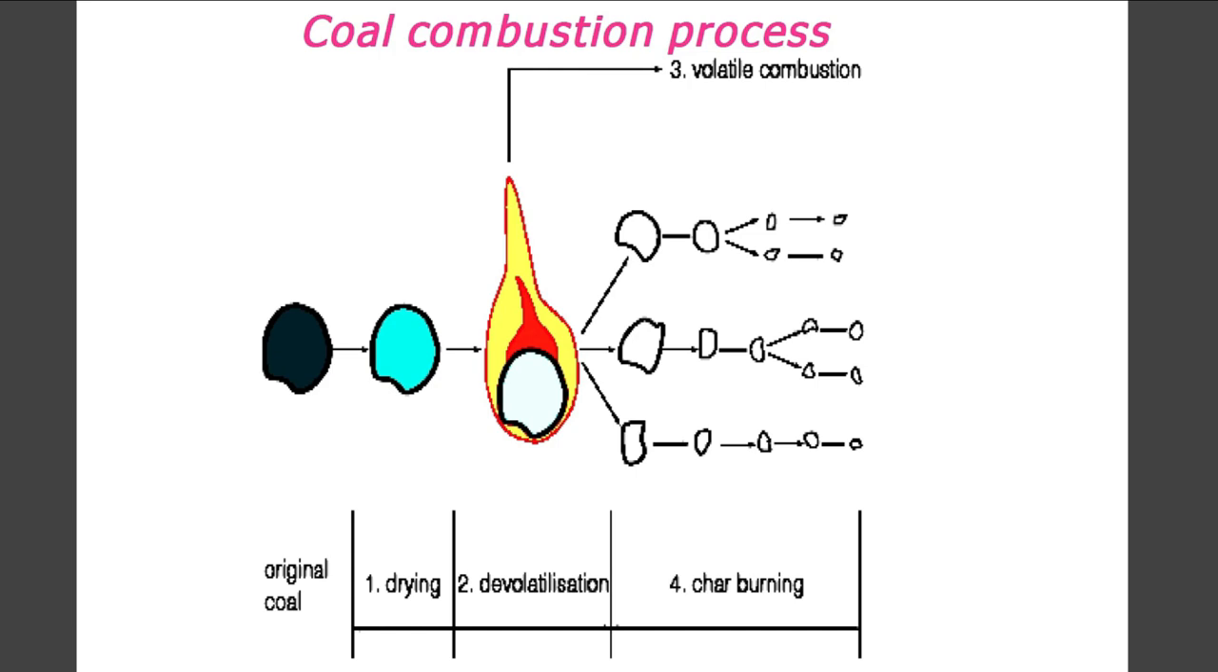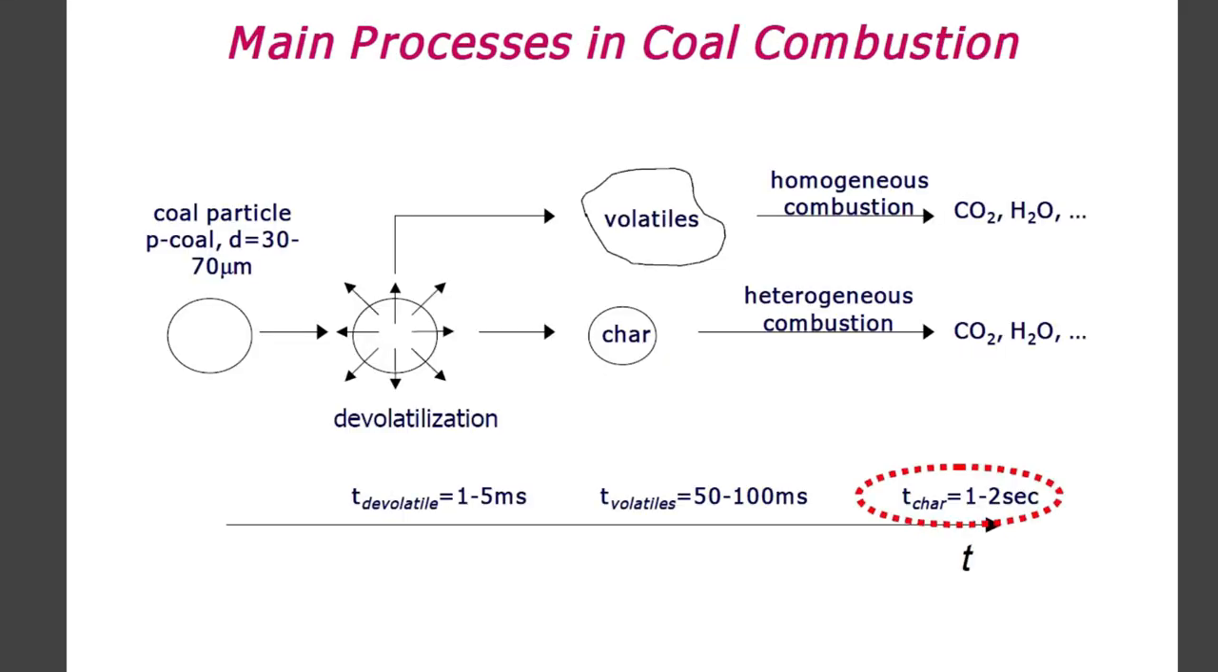Coal combustion process. Original coal to drying, drying to devolatilization, then char burning. Main process in coal combustion: coal particles of 30 to 70 microns go to devolatilization, then volatiles and char. Volatiles go to homogeneous combustion, giving CO2, H2O, and char to heterogeneous combustion.